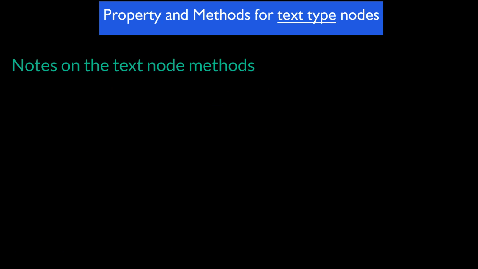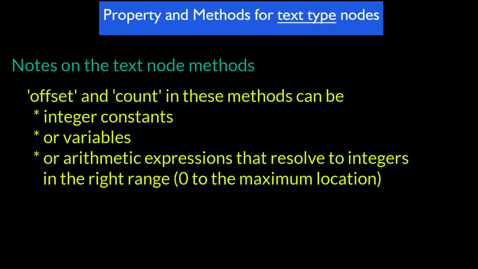Notes on text node methods. Offset and count above can be integer constants or variables or arithmetic expressions that resolve to integers in the right range, that is, from 0 to the maximum location.